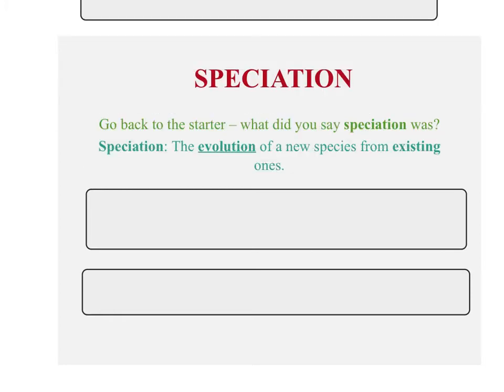Speciation is in fact the evolution, so the formation, of a new species from pre-existing ones. And we saw in that diagram that that initial ground-feeding, seed-eating finch, the little brown one in the middle, gave rise to all of those different individual types of finches.